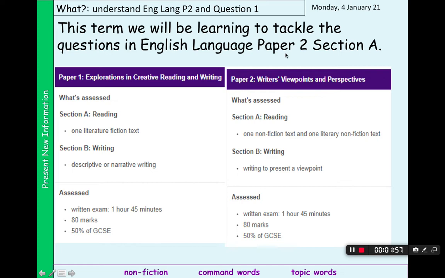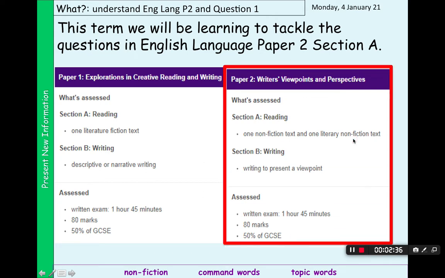So this term, as I said, we're going to be learning to tackle the questions on the English language paper. There are two papers to get your English language GCSE. The first one, you look at fiction text. So you look at one text and you answer 4 questions, then you get a chance to write your own piece of descriptive or narrative writing. You would have worked on that in year 9. That paper is worth 80 marks and it takes about an hour and 45 minutes, and that's 50% of the GCSE.